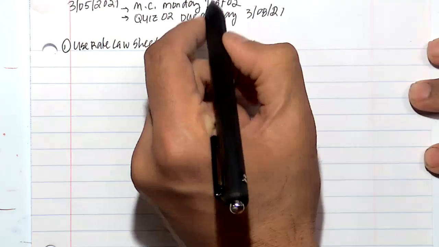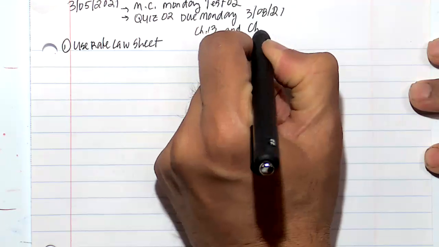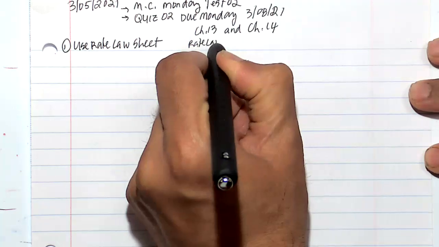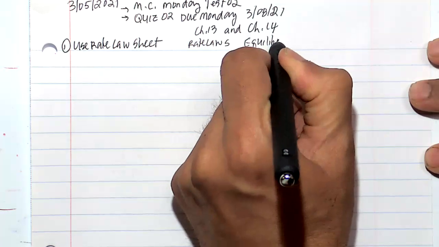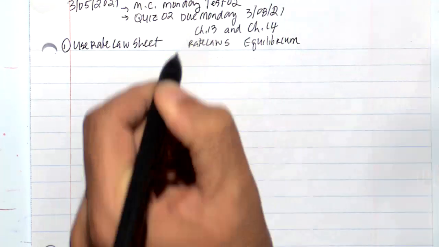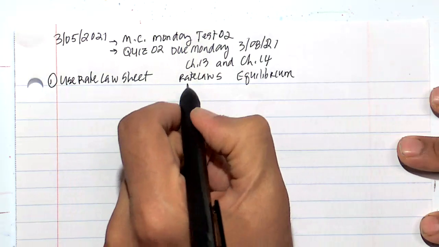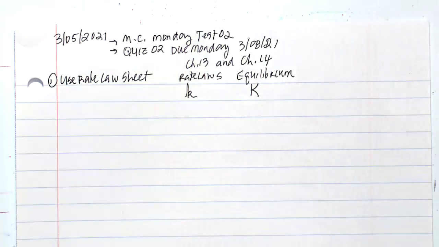And the test is covering chapters 13 and 14. Chapter 13 was rate laws and lowercase k. Chapter 14 was equilibrium and capital K.